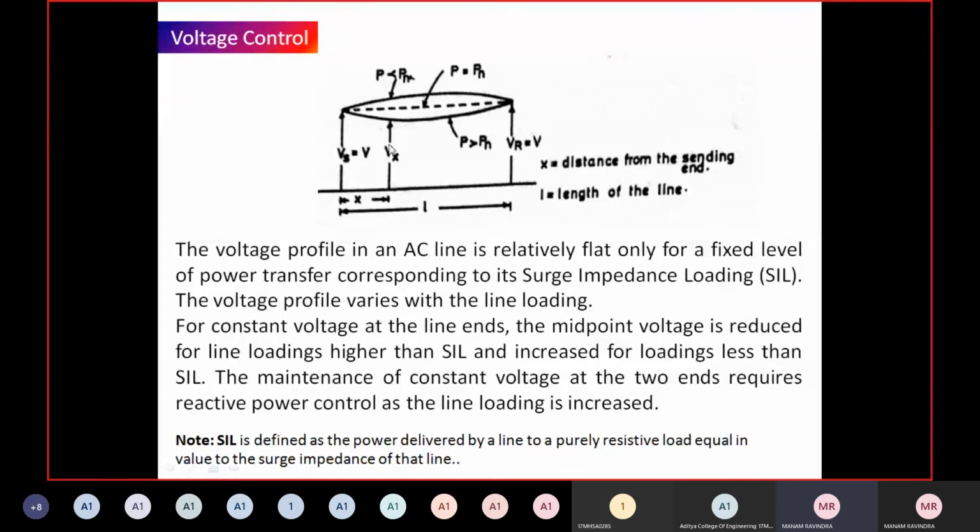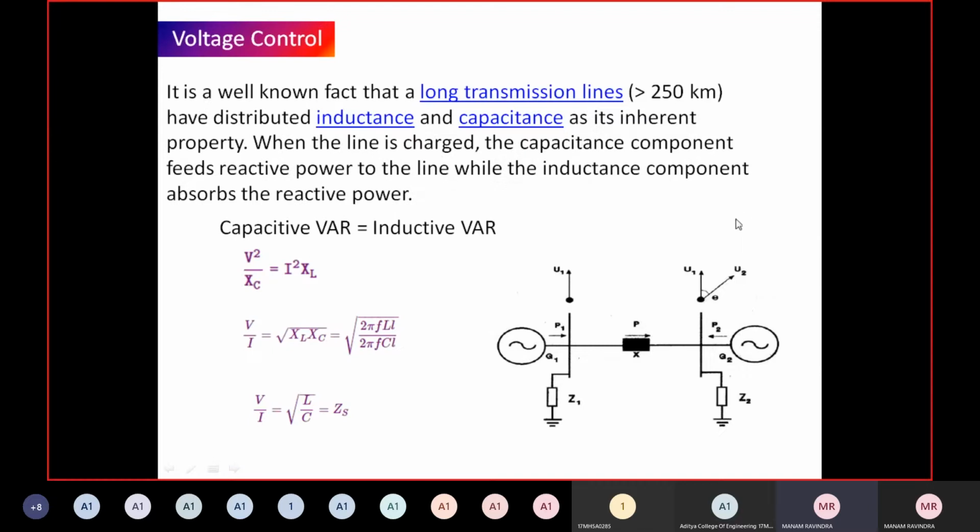We have to know about SIL, surge impedance loading. How do we consider the surge impedance loading? Suppose we consider a transmission line having shunt capacitive and series inductive values. The transmission line has capacitive values as well as inductive values, right?